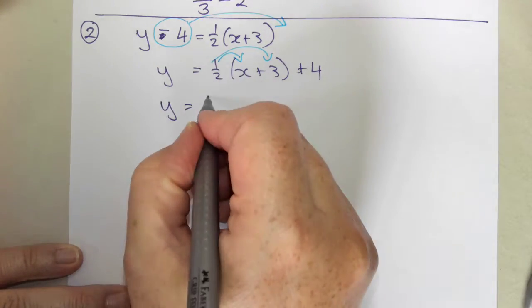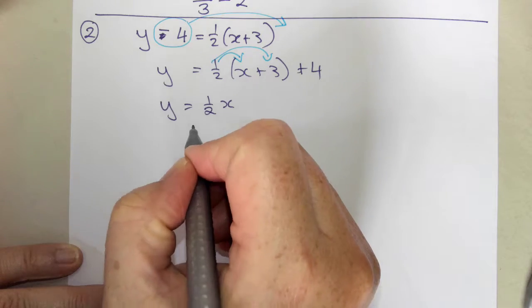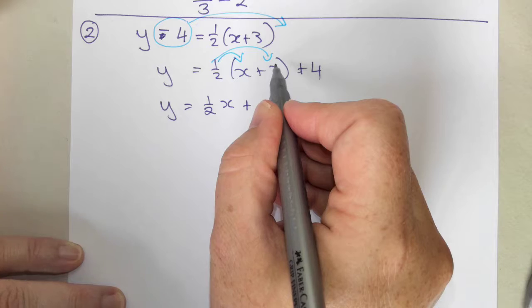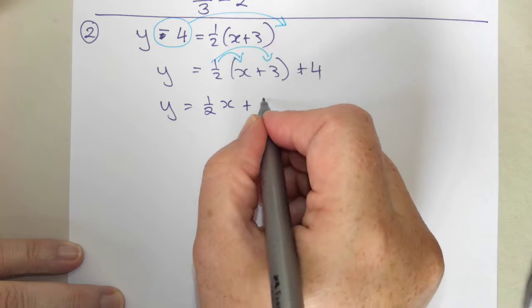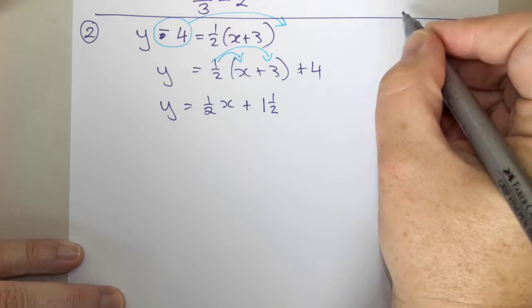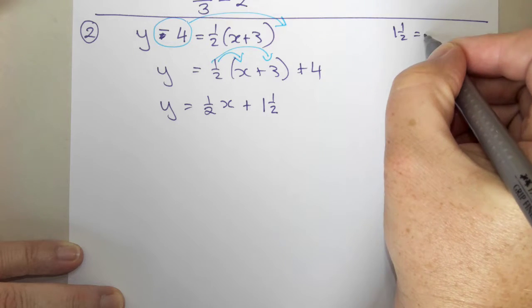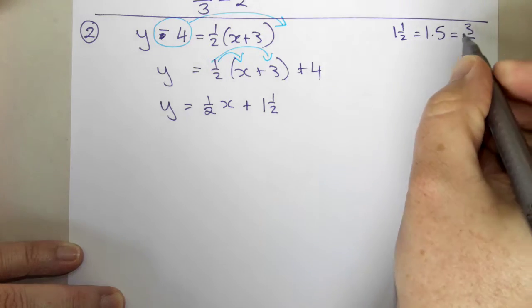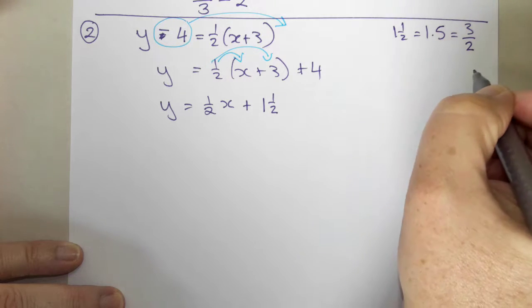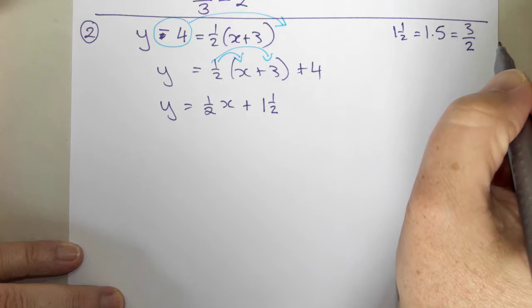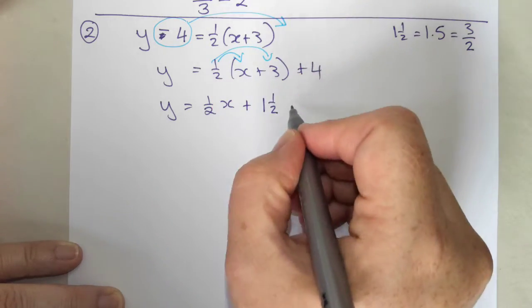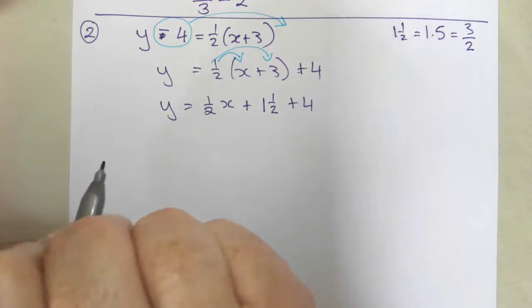So a half times x is a half x, plus a half times 3. Well, what's a half of 3? Half of 3 is 1 1/2. So you can either write it as 1.5, or you could write it as 3 over 2. Any of those forms, it's the same number, just represented in different ways. They're all equally acceptable. So I've expanded that out, then I've got this plus 4.